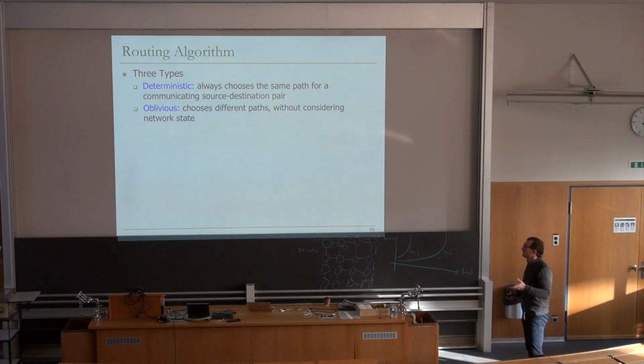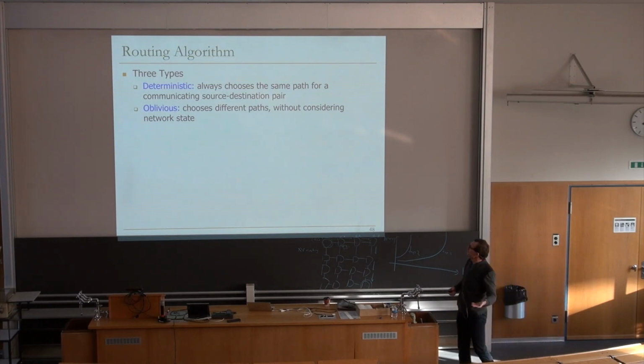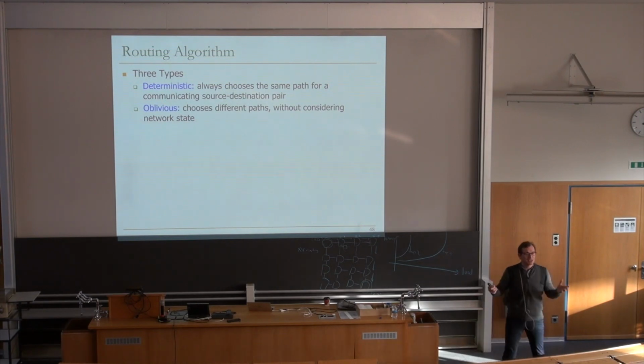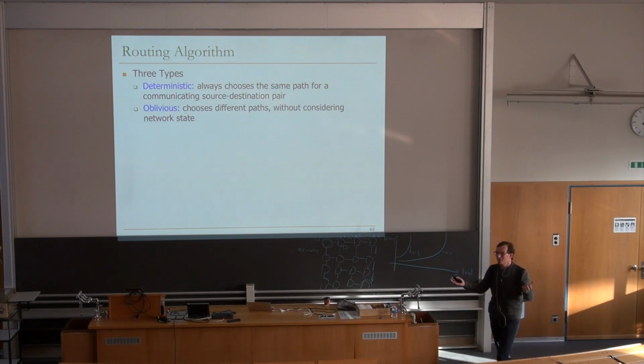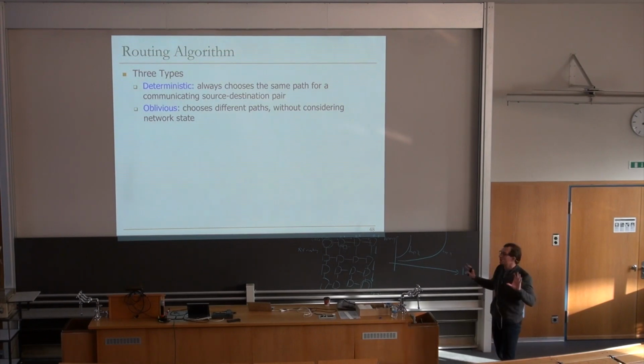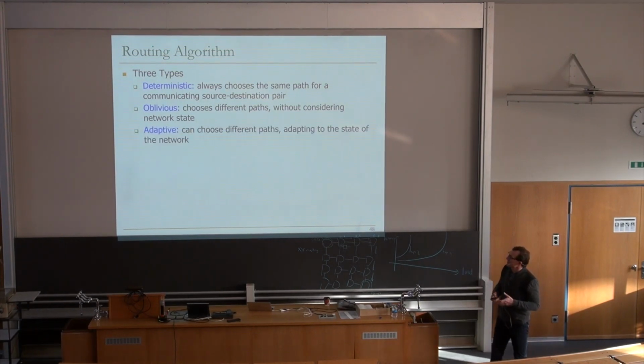Oblivious means your path is independent. Basically, you choose different paths without considering network state. Essentially, your path is independent of the source-destination pair, if you will. There's another way of putting it. You go from source S to destination D, and you may always choose a different path, independently of the network state. And there's also adaptive.